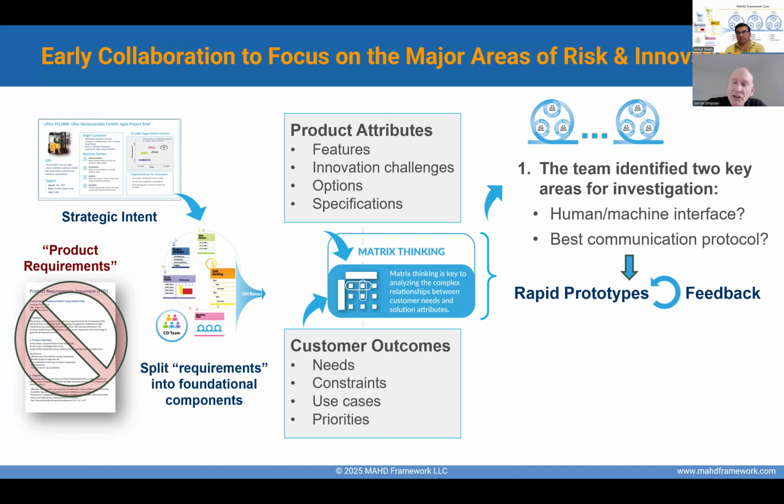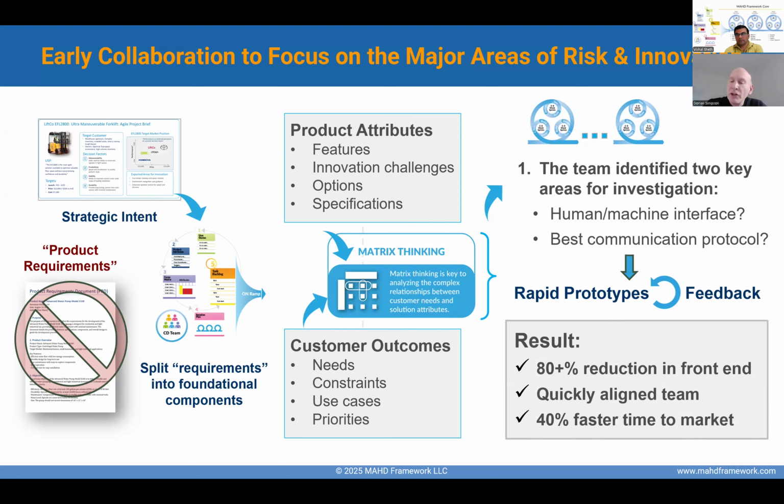In this case, the team was able to identify two areas they needed to focus on. One was the human-machine interface. One was thinking about what's the best communication protocol. And by using rapid prototypes, sometimes on paper, sometimes digital, and getting rapid feedback, they were able to accelerate their effort. Just the front end itself, they were able to reduce by 80%.